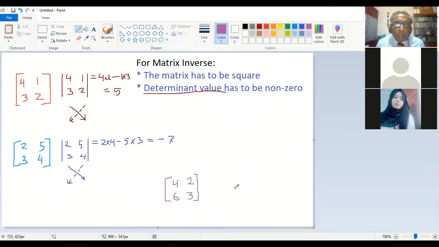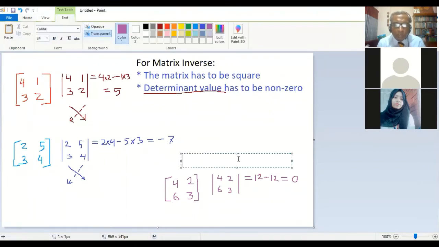Now I am writing another matrix in the purple color, and in that you see not equal sign, sorry, not equal. It is the determinant of that matrix, and the determinant will be the same numbers 4, 2, 6, 3, and you will find the value. 4 into 3 is 12, and 2 into 6 is also 12. So 12 minus 12 is 0. Now you get another example for which inverse is not possible.